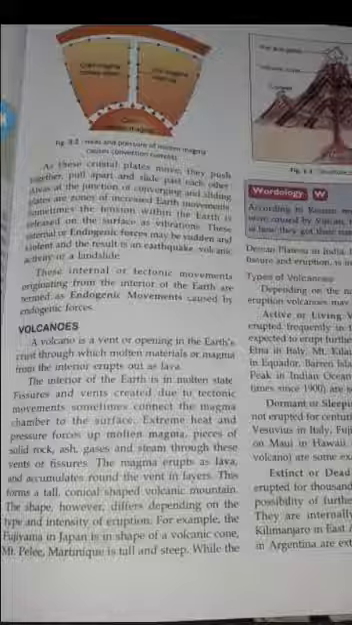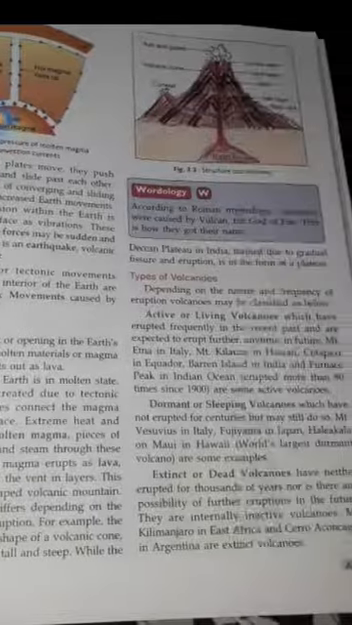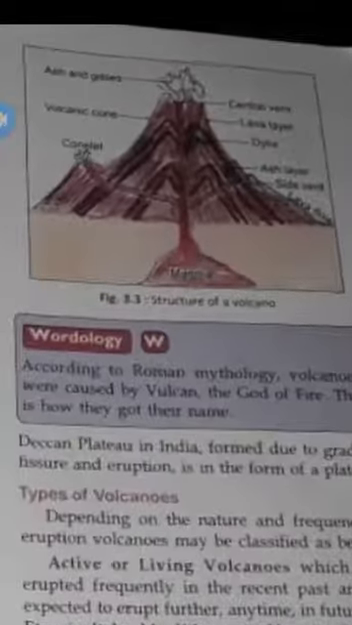Mount Pelee, Martinique, is tall and steep, while the Deccan Plateau in India, formed due to gracefully fissure eruption, is in the form of a plateau. So you can see a volcanic mountain here. You have to draw this diagram also.